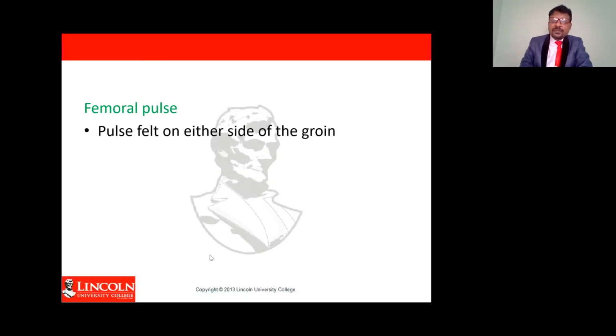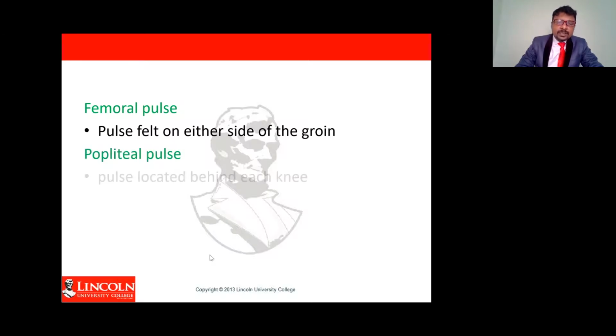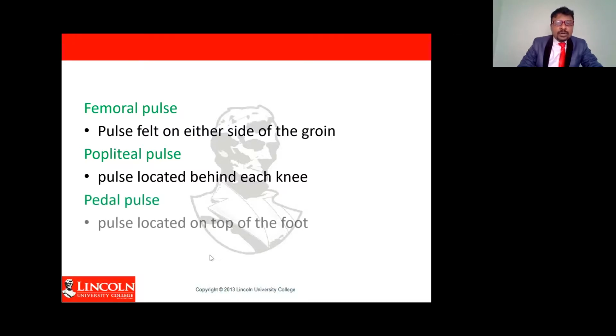The femoral pulse is felt on either side of the groin, in the region below the inguinal region. So we find the femoral pulse there. The popliteal pulse is behind the knee region. And this is also important: the pedal pulse, also called the dorsalis pedis artery, is located on the top of the foot. Over the dorsum of the foot, we find these pulses.